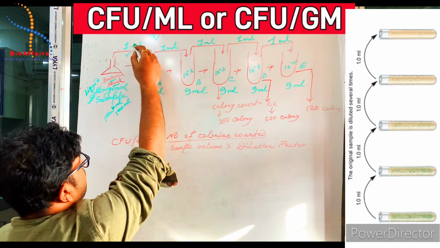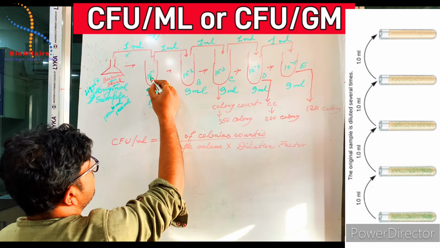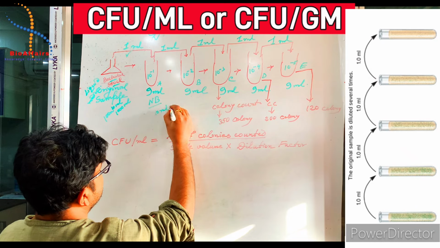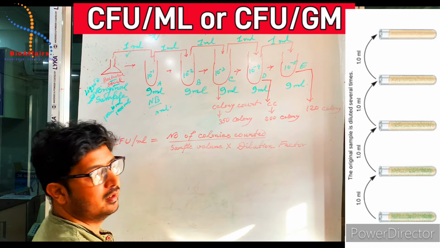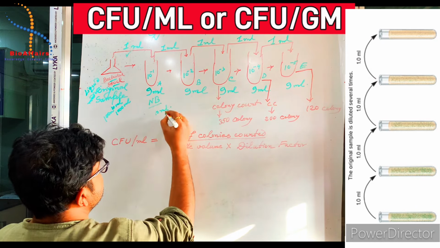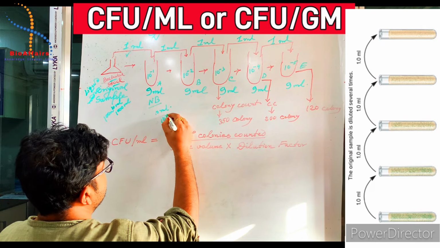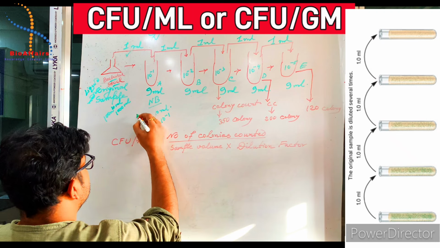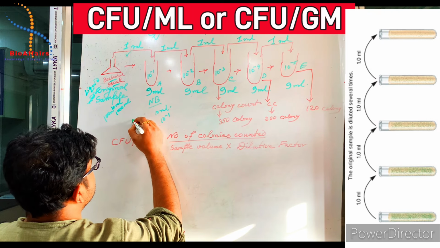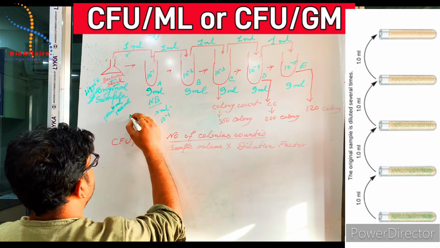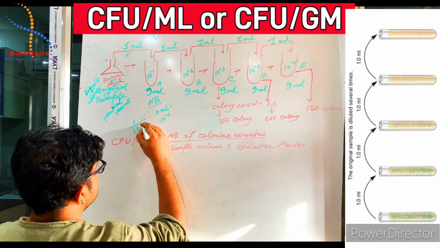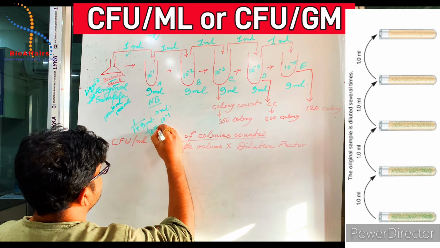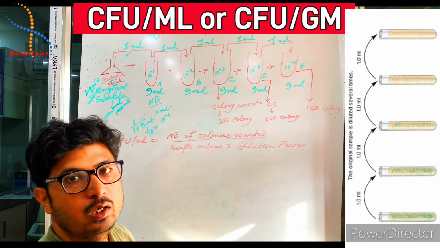Into that, 1 ml of bacterial culture is added. So the total volume becomes 10 ml, right? So the dilution factor is now 10 to the power minus 1. Now you will ask why it is 10 to the minus 1. 1 ml is transferred to make a 10 ml solution. So that is why 1 by 10 gives a 10 to the power minus 1 dilution factor.